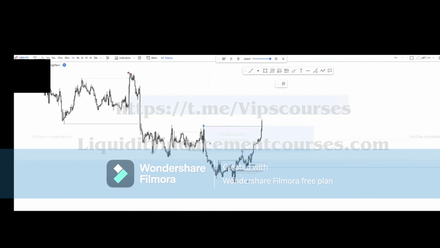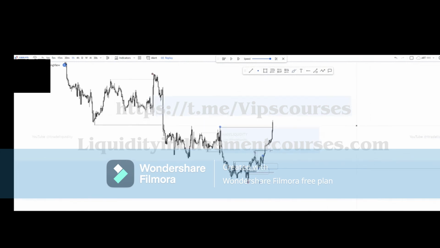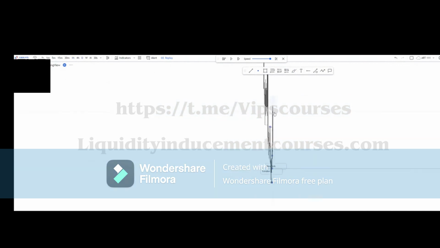I would not have shorted here. There's no inducement. There's no liquidity. There's nothing obvious. And we're coming from this, so a high chance that it's going to get completely violated. So you're starting to see why it's important to understand and know the logic. So let's go back to the daily time frame because a new day opened.